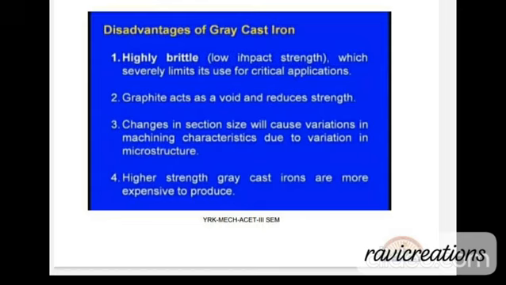Because of that, it may cause some damage. The next disadvantage is that high strength gray cast irons are more expensive to produce. It is not easy, it is not simple, it is more expensive to produce. These are the main disadvantages of gray cast iron.